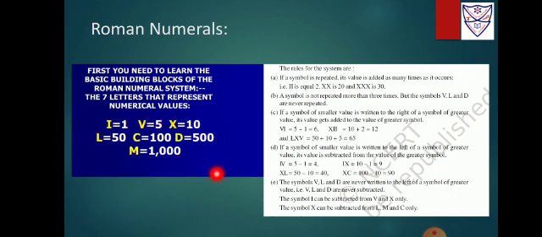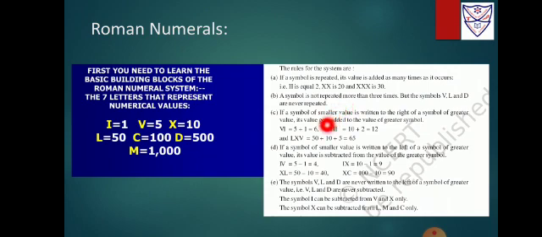Let us understand the rules for this system. First rule is that if a symbol is repeated, its value is added as many times as it occurs. For example, if we want to write 2, then I is repeated, that is 2. X is 10, so XX is 20, and XXX, that is 3 times, so 10 plus 10 plus 10 is 30. Rule B: a symbol is not repeated more than 3 times, but the symbols V, L and D are never repeated.